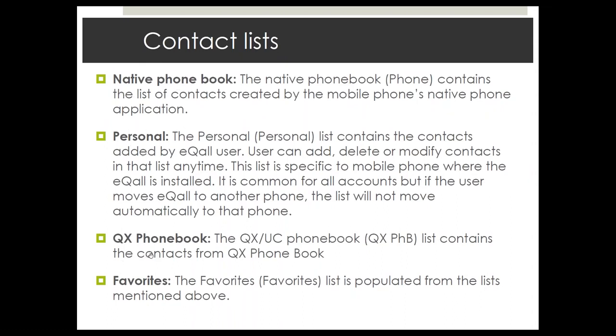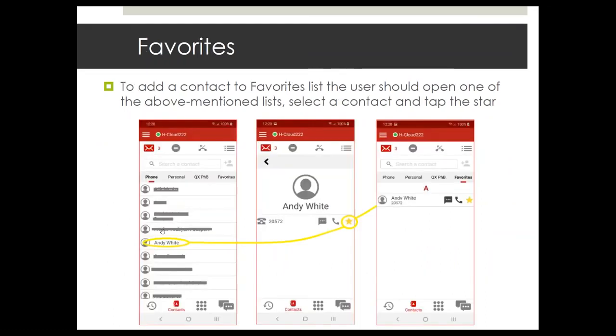Okay, and contact list, this one I'm going to show you on the live demo, but essentially you have contacts from your phone contact list. You can create personal contacts. You can also see all of the PBX extensions, if you have selected them to be in a public directory, and you can also create favorites. I'm going to show you in a little bit how that looks. It's better to show you on the application. Like I said, native phone book, personal, the QX phone book, and your favorites. So your favorites is essentially selecting from any of these other lists.